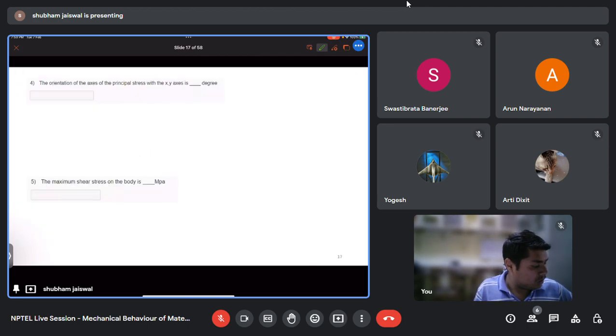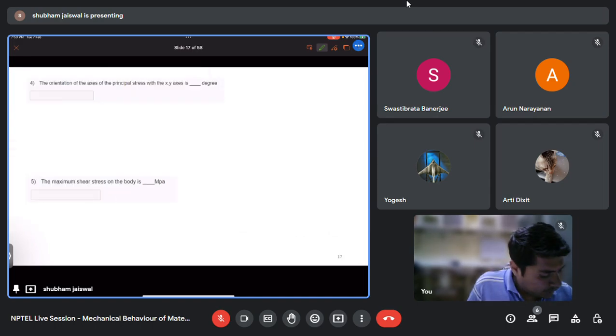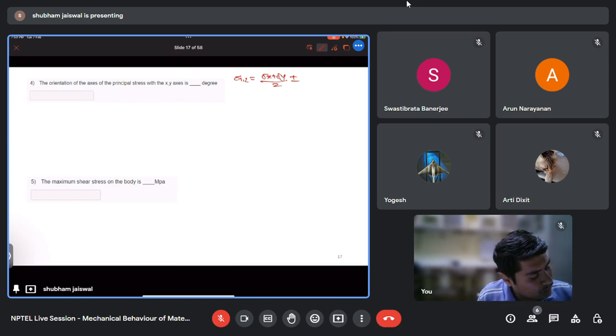So now coming to the next part, that is the similar problem we can solve using the equation sigma 1,2 is equal to (sigma x plus sigma y) by 2 plus or minus square root of ((sigma x minus sigma y) by 2) whole square plus tau xy square.